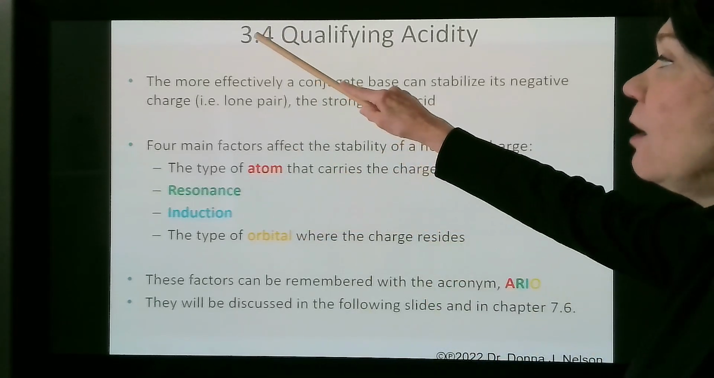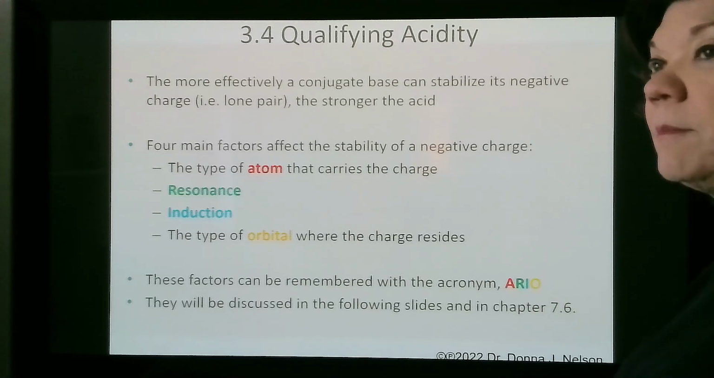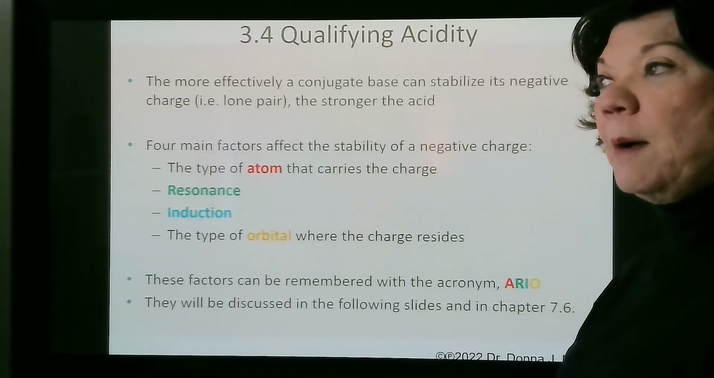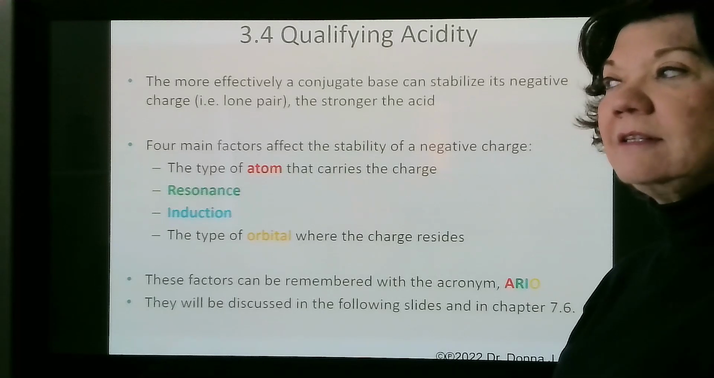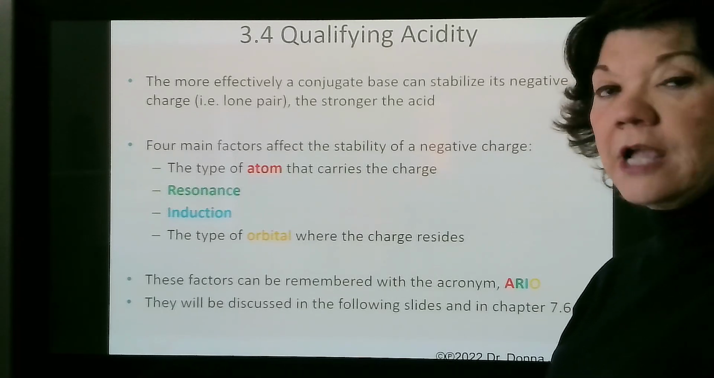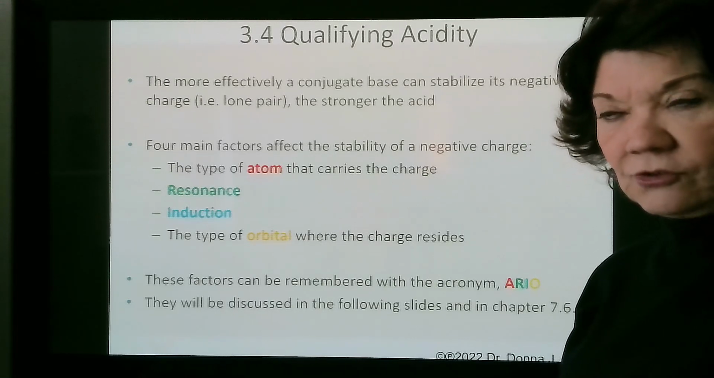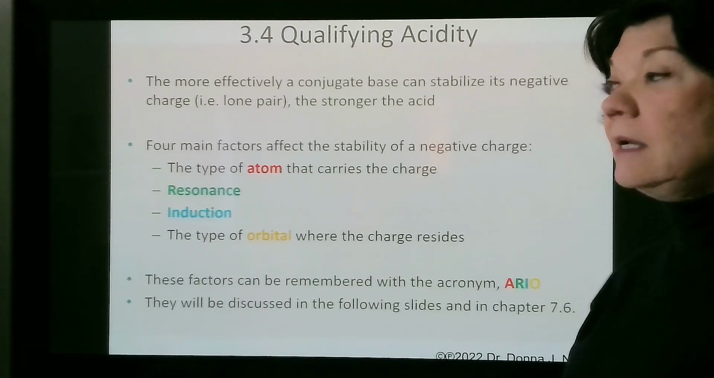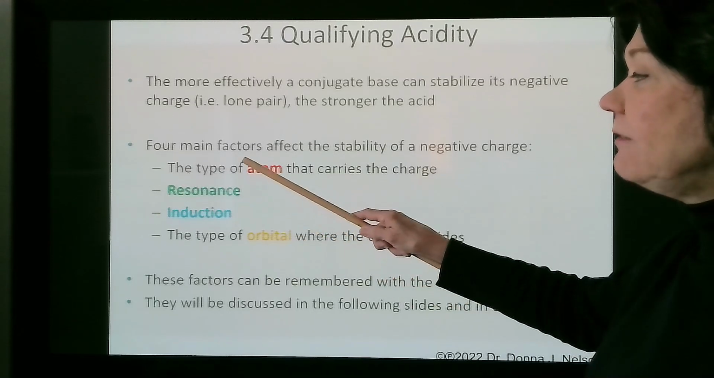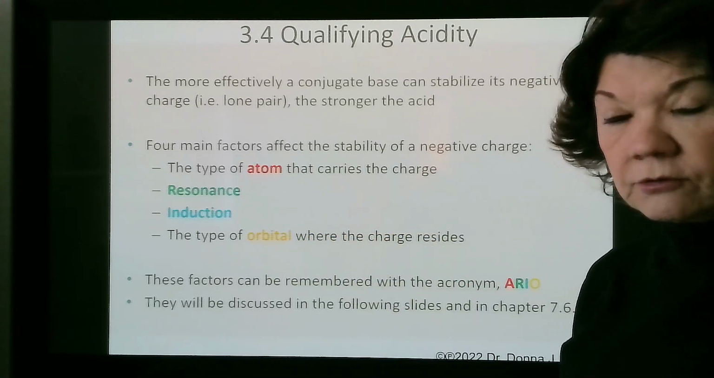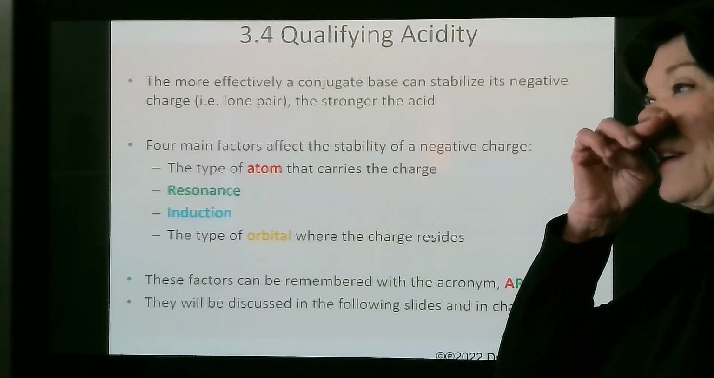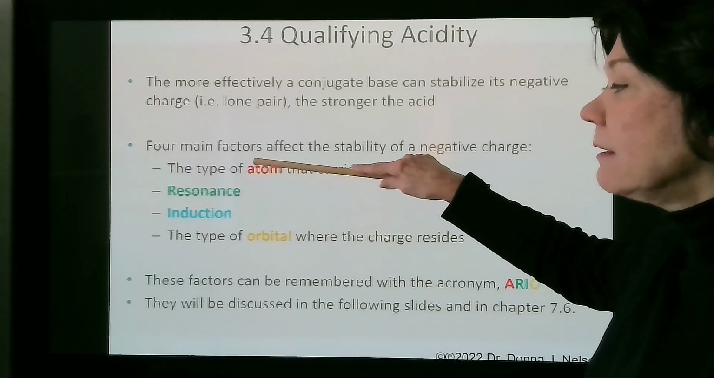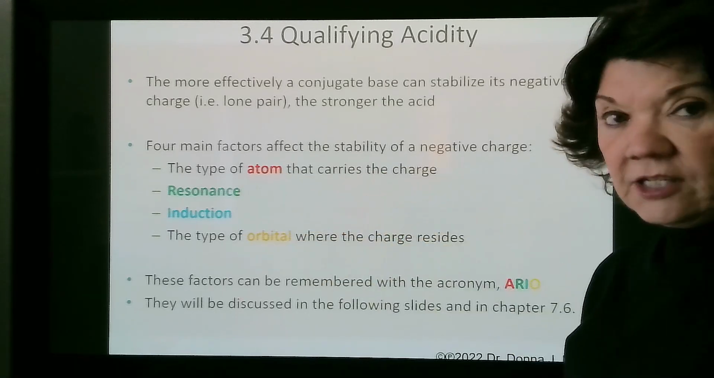These factors that you're learning now in Chapter 3.4, you'll use them again when you start to look at anions behaving in reactions other than just acid-base reactions. So you'll need to know how reactive that anion is towards other atoms, say towards carbon. Here we're only looking at the reactivity of these anions towards protons. So that will be a different type of reaction when you look at these anions reacting with carbon, but the stability of those anions will still be impacted by these four factors.